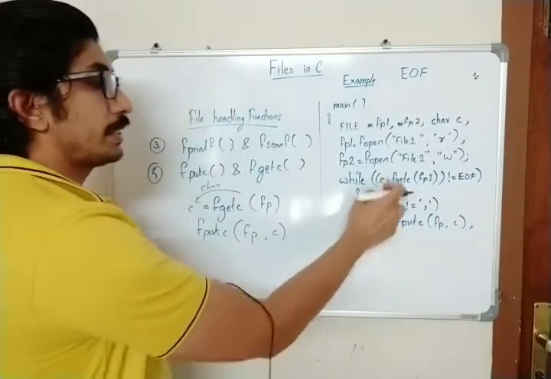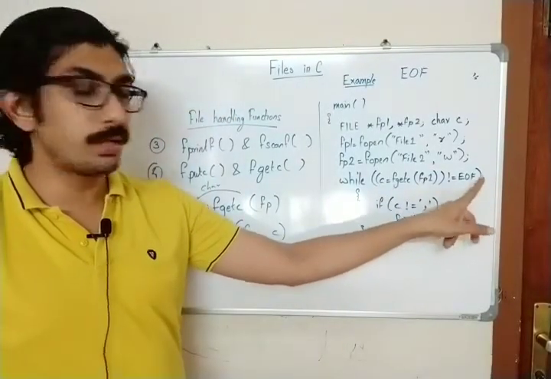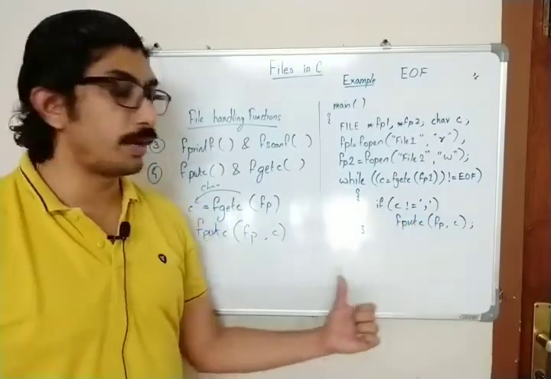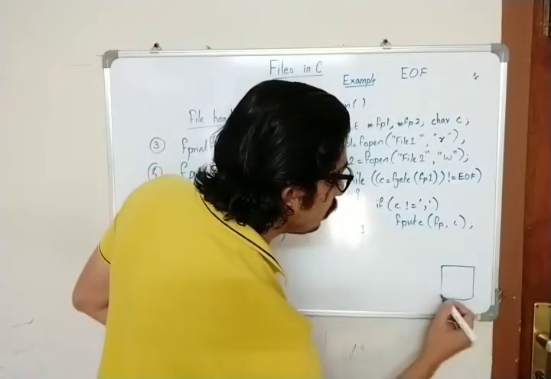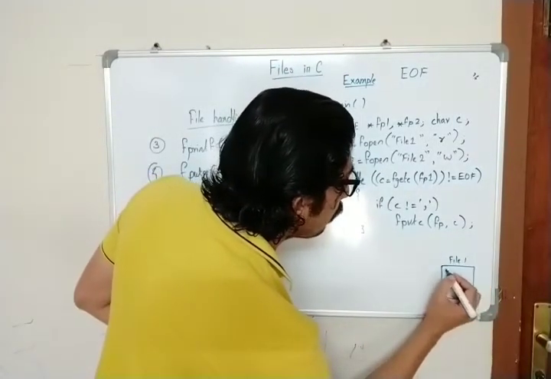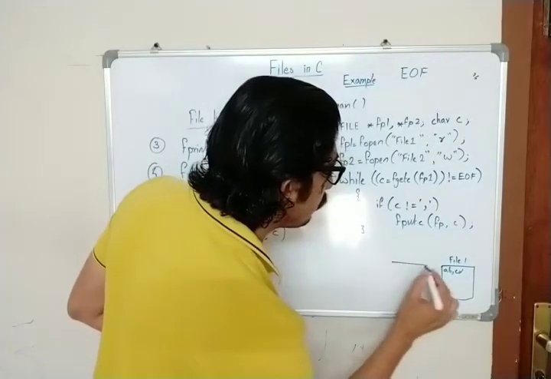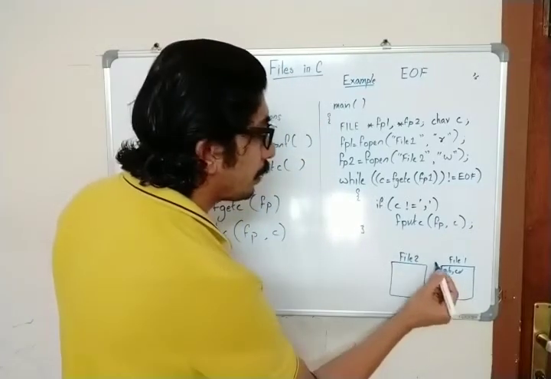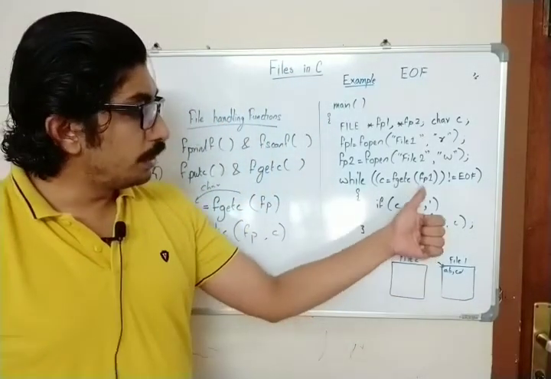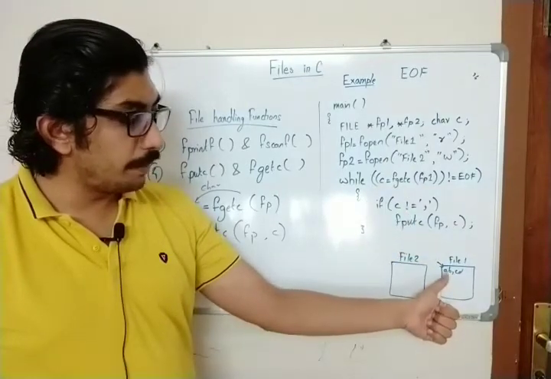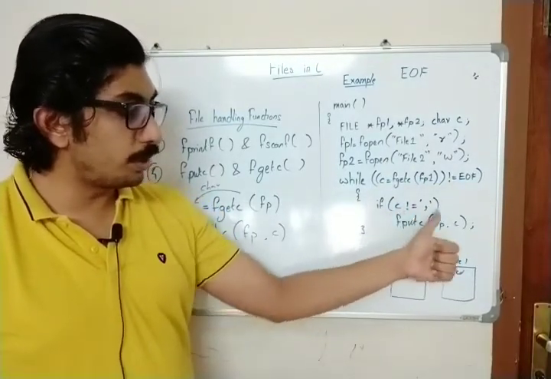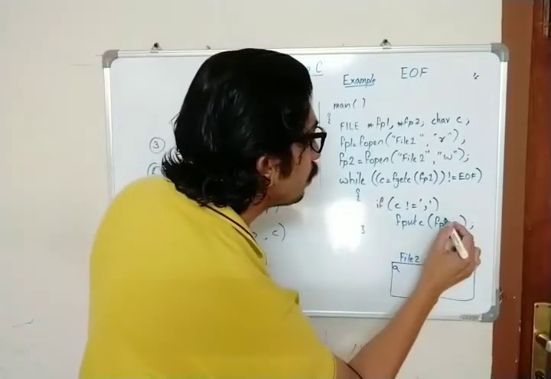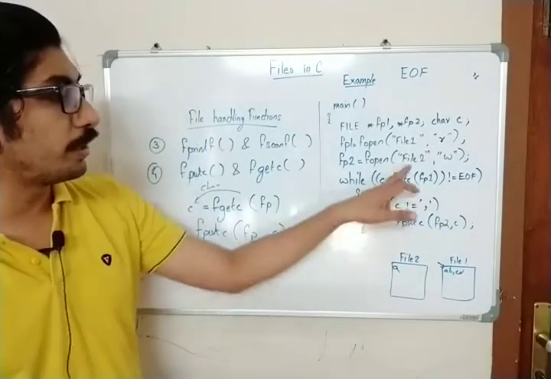Again the second character will be read, and it will check whether it is end of file. If it is not end of file, it will check whether it is comma. If it is not comma, that data also will be copied to file 2. Suppose file 1 contains a b comma c d and file 2 is initially empty. fp1 is initially pointing to a. c will get the value a. a is not equal to end of file and not equal to comma, so a will be written into fp2, the file pointer for file 2.